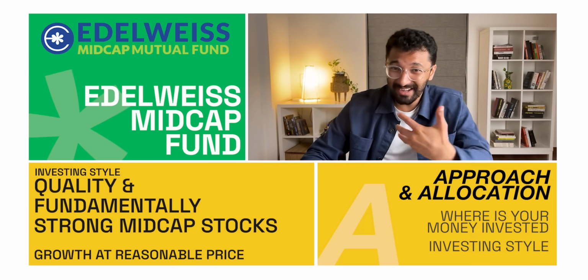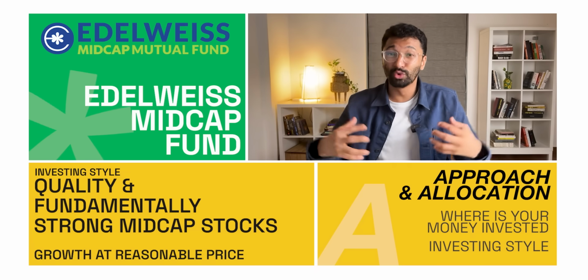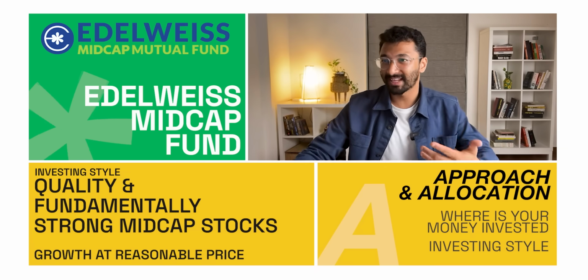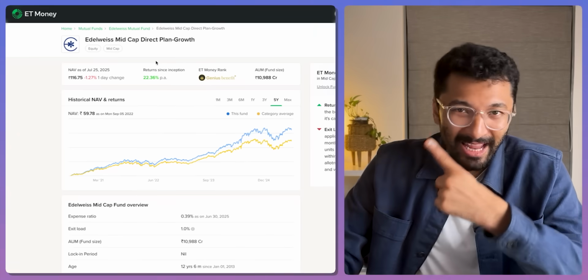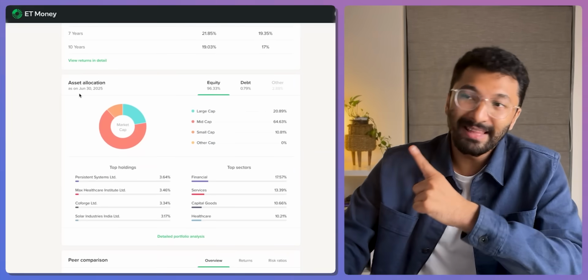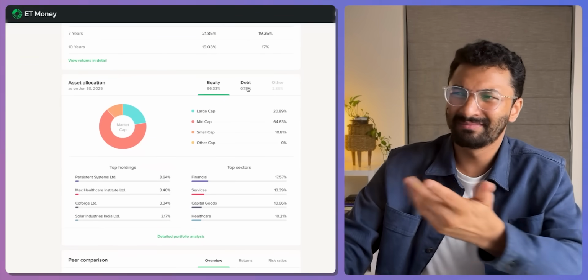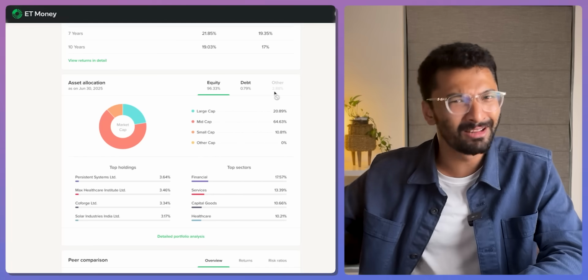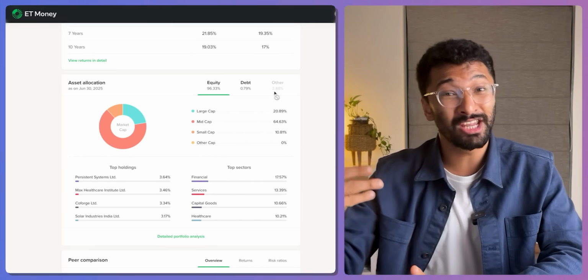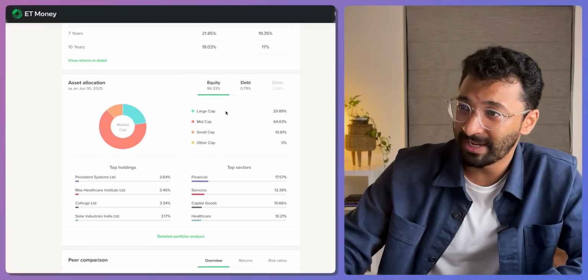In terms of where it invests, this is not the most critical piece of information, but useful to know so that you get more confidence while investing in it. So I'm on ET Money's Edelweiss Midcap Fund page right now. I'll just scroll a little further down and I'll see the asset allocation, right? So it says that 96% of the money is in equities. The other money that you see is basically just cash held, waiting to be invested. Could be a strategic cash call as well that the fund manager has made.